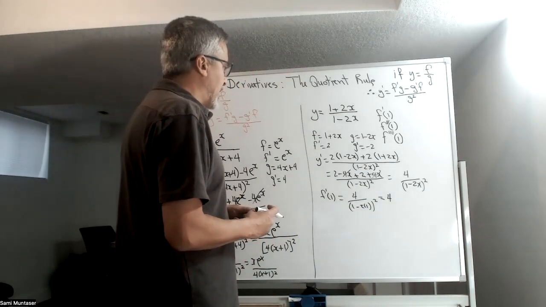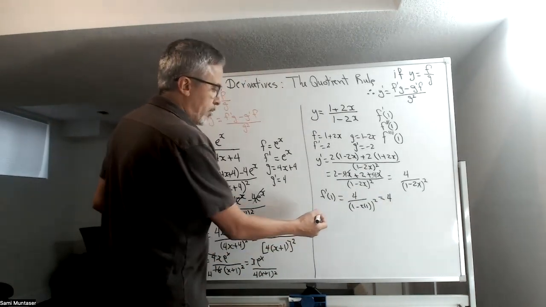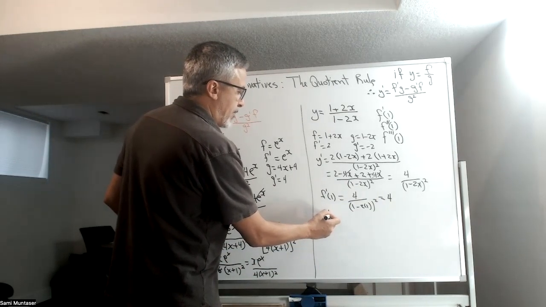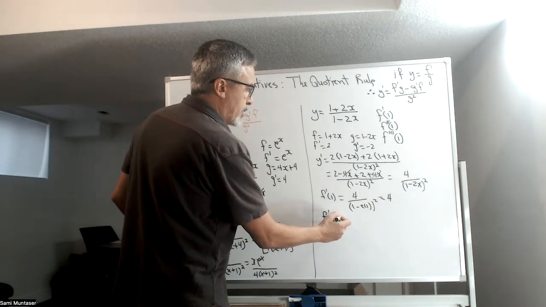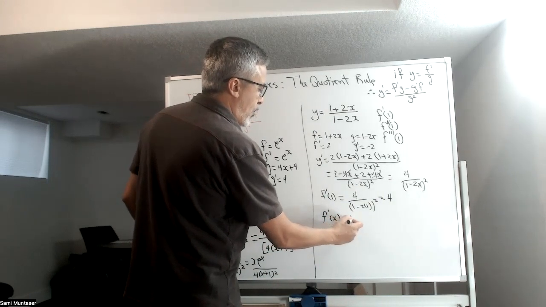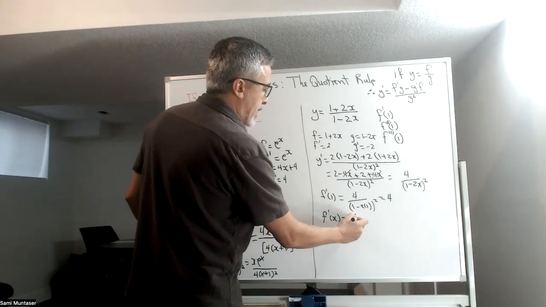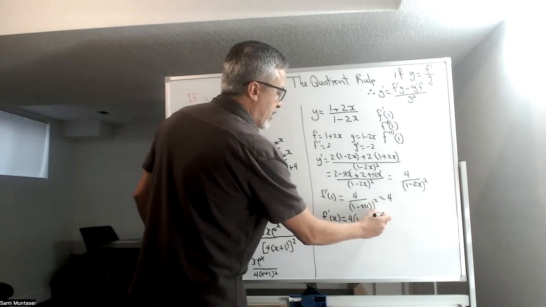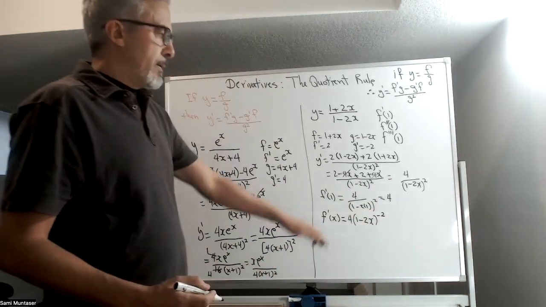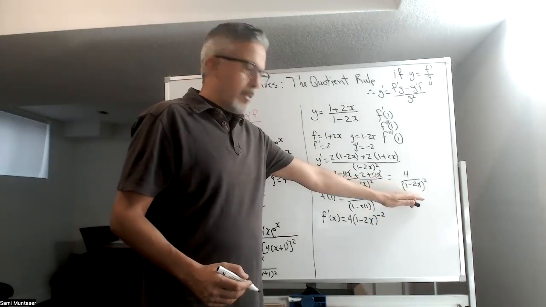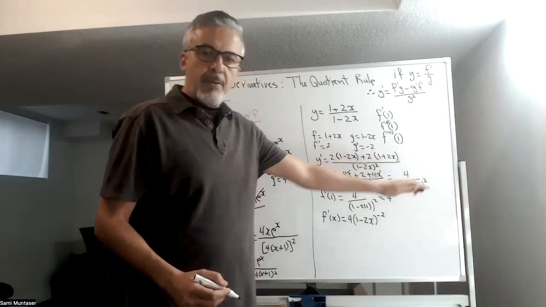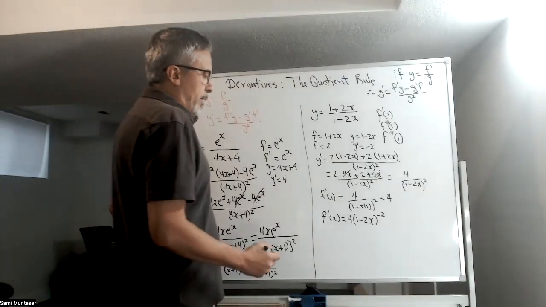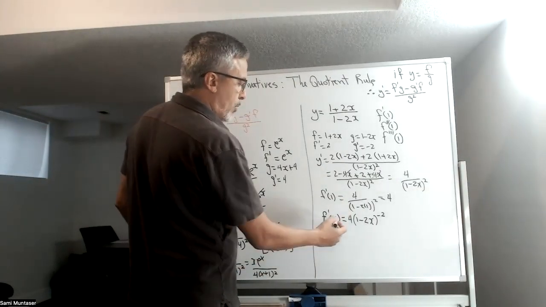If we want to find the second derivative, I'm going to change f prime of x to 4 times 1 minus 2x to the power of negative 2. So we just brought the denominator up and then made the 2 negative. Now here we're going to do the chain rule.